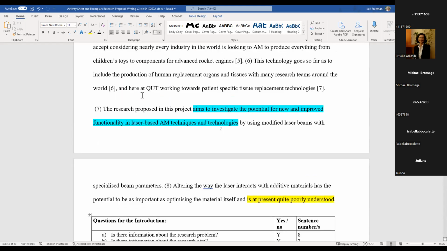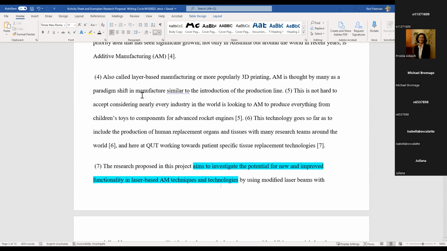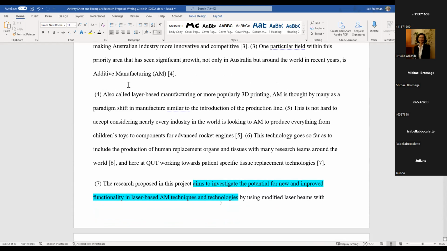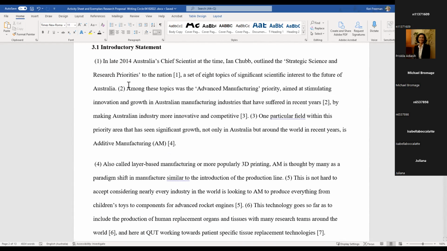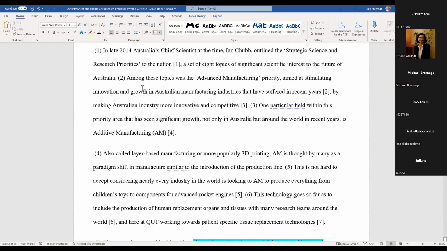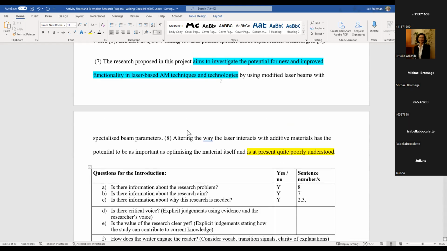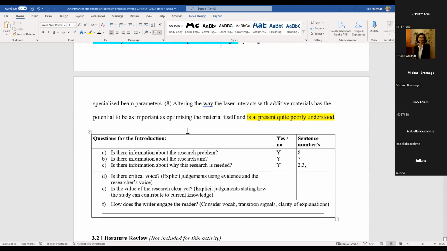So why is this research needed? We get a little bit of this idea in there, don't we? To say, well, the Australian manufacturing industries have been suffering. We want to be more innovative and competitive. This additive manufacturing has become really important. So, you know, we could probably say, again, here, yes. Would we say maybe 2 and 3? What else? Maybe even 7 and 8. Give us a little bit of an idea.